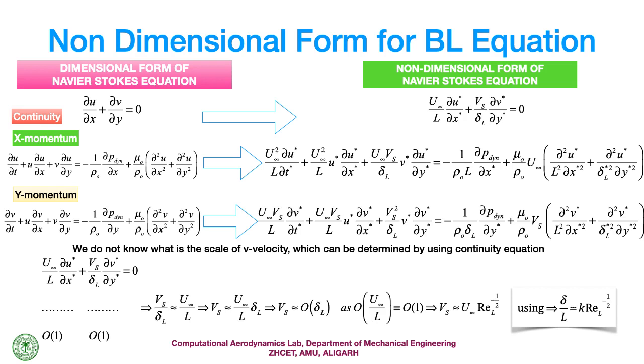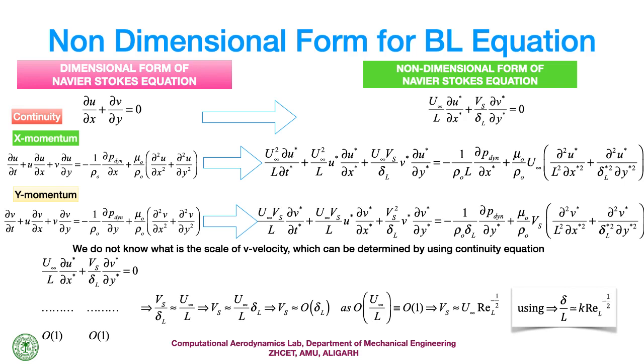Now, u infinity is a constant quantity, so it comes out of the partial derivative. So it becomes u infinity, and this is del u star by del x star. Now x is substituted by x star multiplied by L. So this becomes u infinity by L. Now I do not know the scale of Vs right now. So v star is Vs upon delta L. I have not put the value of Vs, I have just retained the Vs over here.